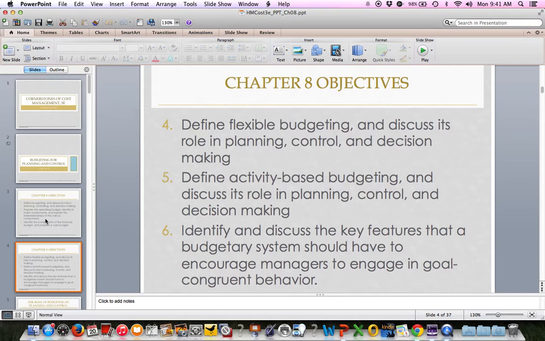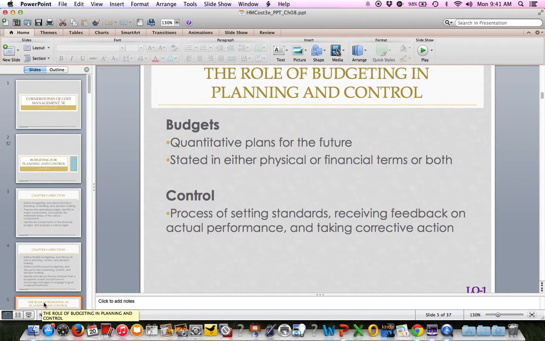Some other topics will be flex budgeting. I'm going to skip activity-based budgeting, so we're not going to spend much time talking about that, and then we'll talk about the behavioral issues surrounding budgets also. In your book, the first page is 376, 377, and just some definitions right away.